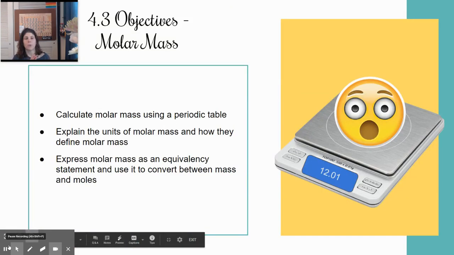So in terms of the mole, what I need you to understand is that, sorry, I just got cut off and I don't know what I was saying.